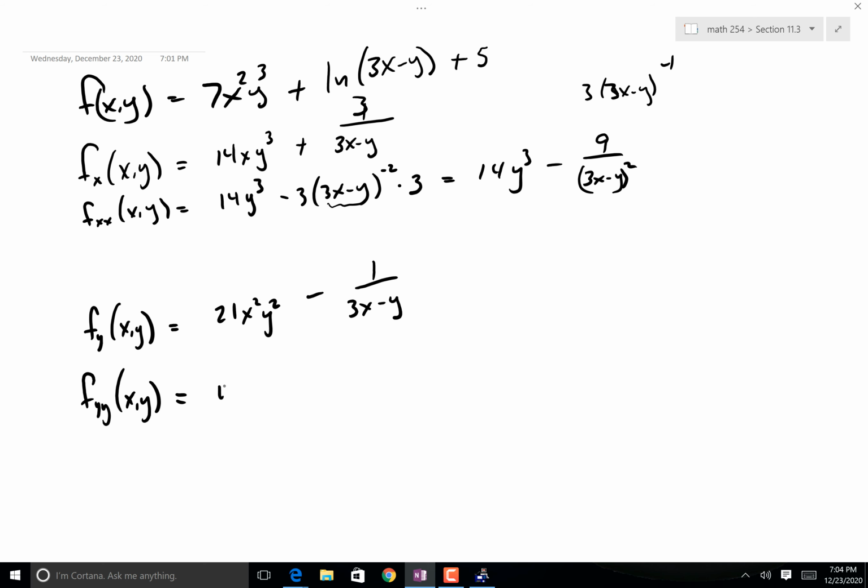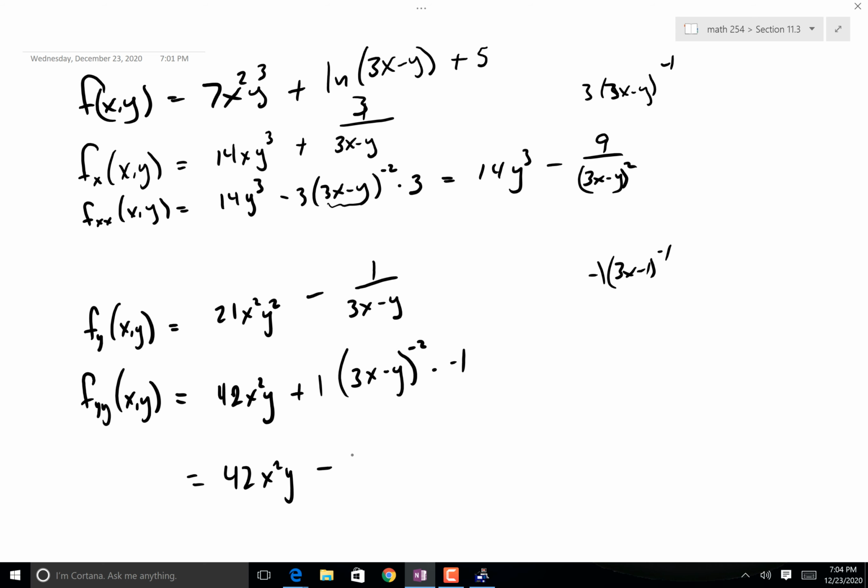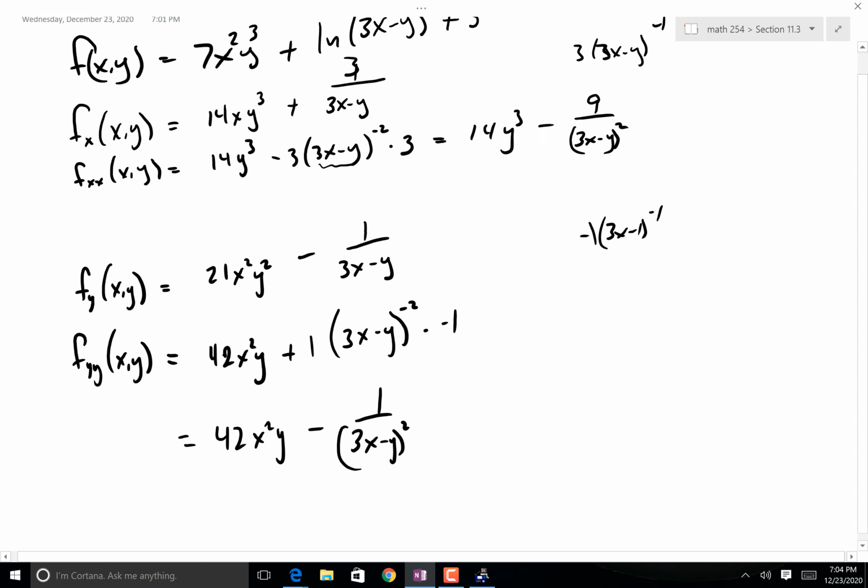So with respect to y, it's going to be 42x squared y minus, and then you're like, all right, so let's do this. Remember, this is 3x minus y to the minus 1. Right now, it's a minus 1 times that. So you bring the negative 1 down, it's going to be plus 1. I didn't have to write that, but I did. Times the derivative with respect to y, which is negative 1. We should be good to go.